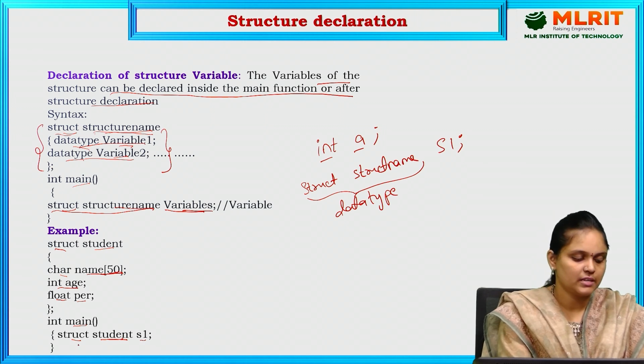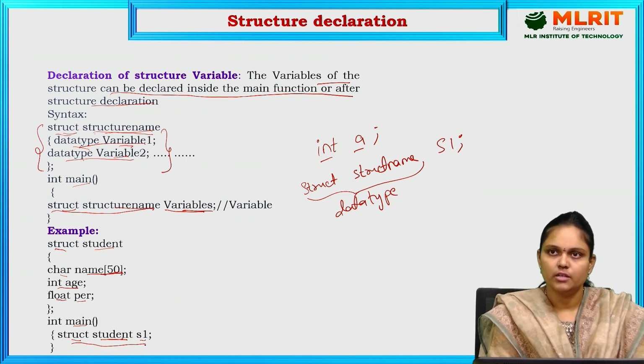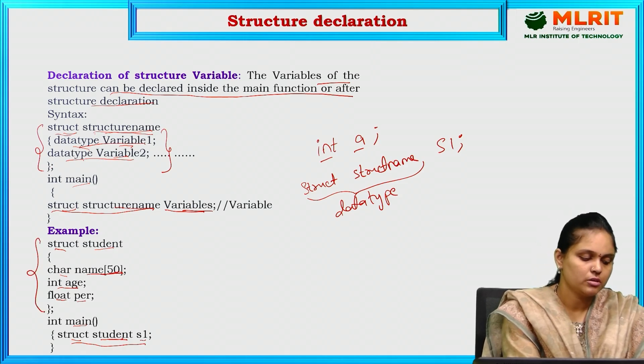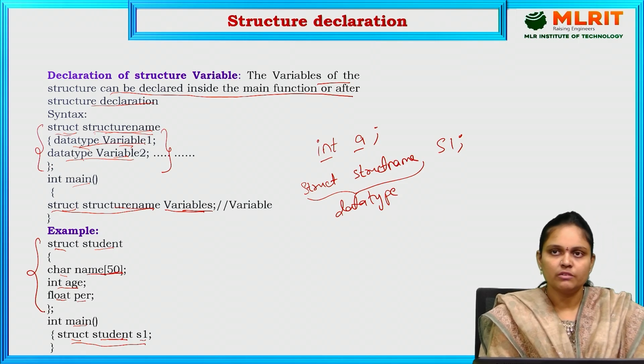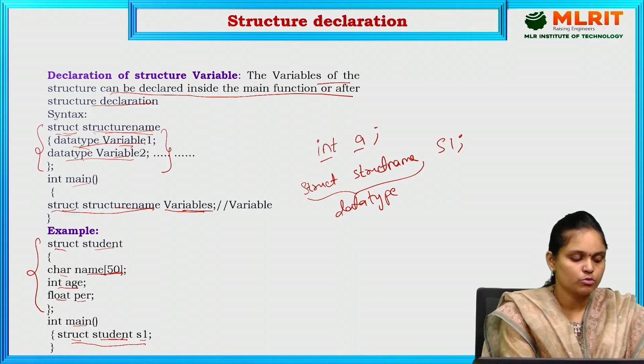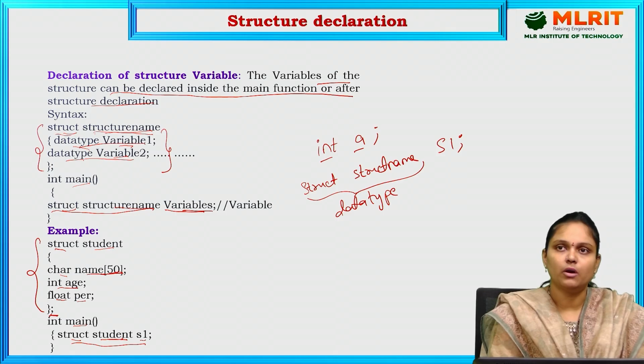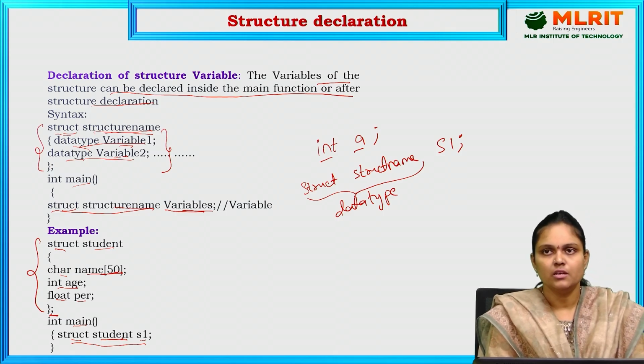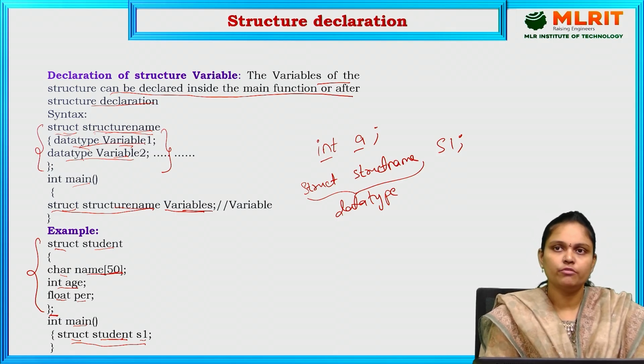So the same thing has been declared over here. Structure name and S1. S1 is nothing but the variable that we have created of this structure student. And whatever data members you want to add, you can add, and at the end we need to close the structure by using a semicolon. So this is as per the syntax. So this is one way of declaration.